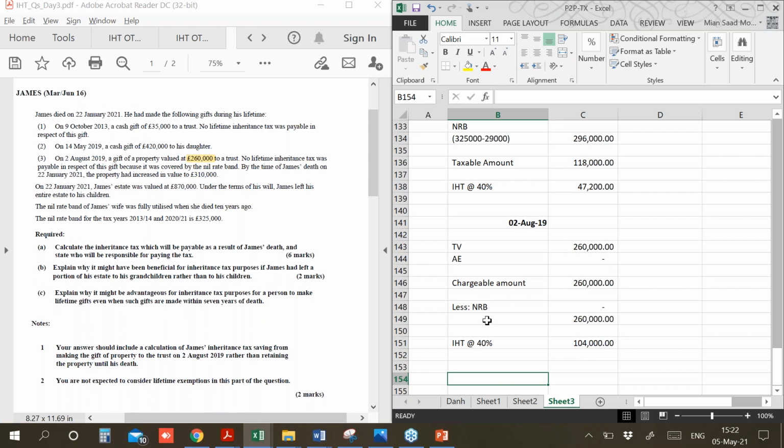Now, moving on 21st January, James' estate was valued at 870. Under the terms of the will, James left his entire estate to children. The nil rate band of James' wife was fully utilized when she died 10 years ago. It means that he only has his own nil rate band. He does not have his wife nil rate band available.